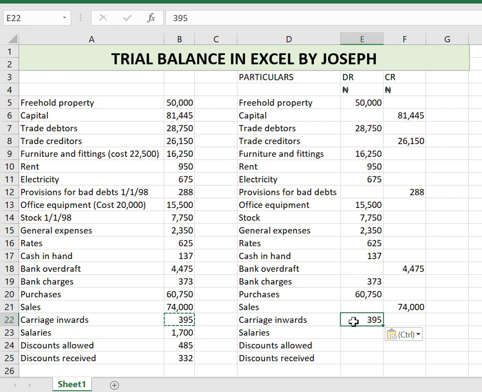I didn't make the rules, please bear with me. So for salaries, it's an expense, so it's on the debit side. For discount allowed, it's an expense, so it must also be on the debit side. Discount received is a gain, or do I say an income? Since you receive an income, it must be on the credit side, as stated by the rules of trial balance. So we just copy and paste.